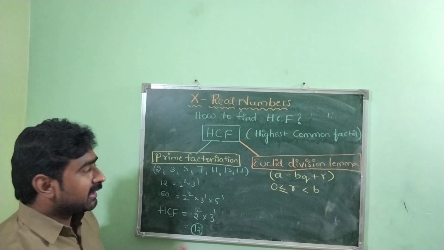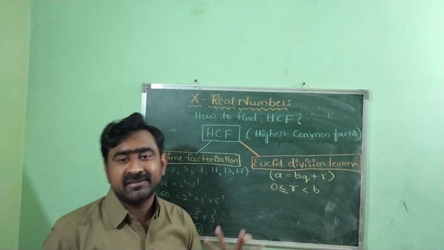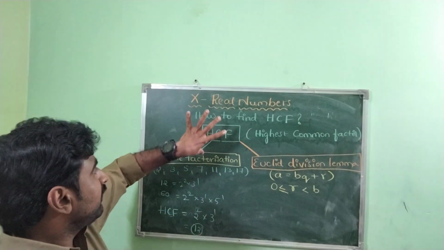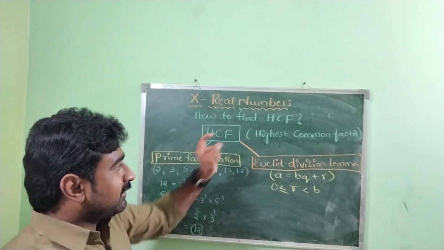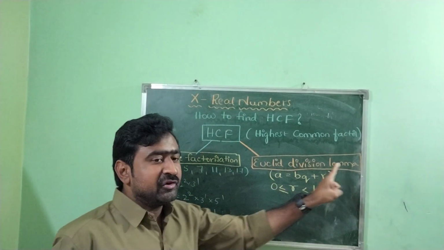So 12 will become the HCF of 12 and 60. Is it clear or not? So that is the way in which we are going to find out the HCF. Okay, and the second method is the Euclid division lemma method.